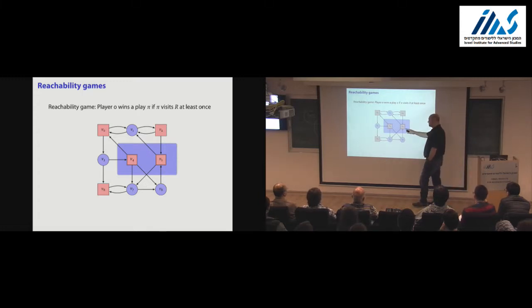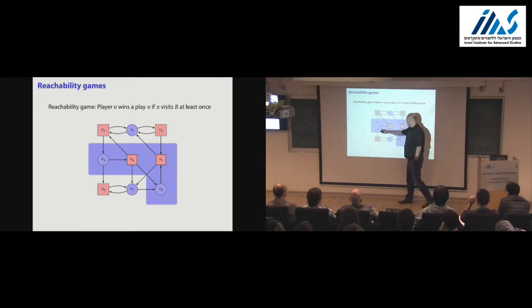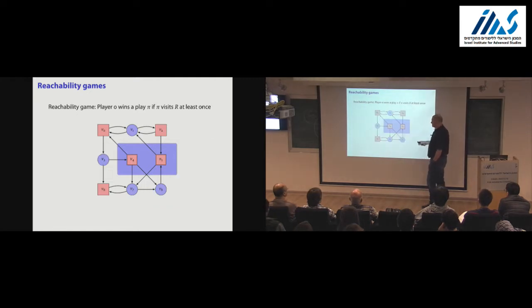Now, if I happen to start my play in one of those two states, then player 0 has already won, right? Because we have already visited the goal, and it really doesn't matter what happens after that. But there's more. So for example, V3 and V8 are not states that are directly in my set R, but they are still part of the winning region of player 0.